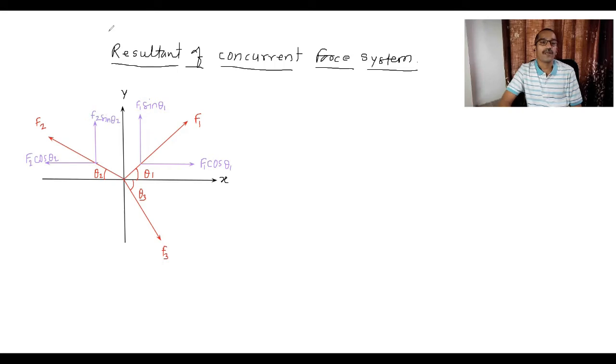Similarly, for the F3 force, the direction of the horizontal component will be rightward, and the vertical component will be in the downward direction, because F3 is also a pull type of force. Therefore, the components are also of pull type, and in this case also the inclination given is with the horizontal. Therefore, the horizontal component becomes F3 cos of theta 3, and the vertical component is F3 sine of theta 3.